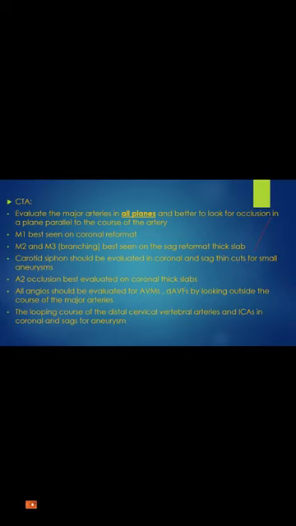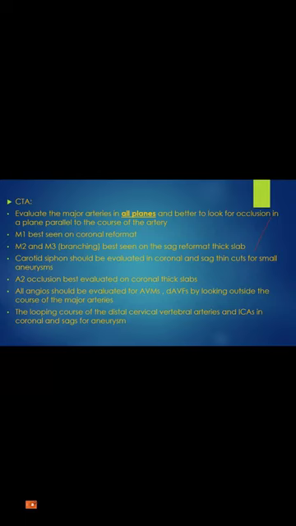So make sure that you do thick slabs, sagittals, coronals, and axials, and then look at the thin axials. M1 occlusions are best seen in coronal format, M2 and M3 branching best seen on the sagittal thick slab. Carotid siphon should be evaluated in coronal and sagittal thin cuts because of small aneurysms. A2 occlusion is best evaluated in coronal and sagittal, actually.